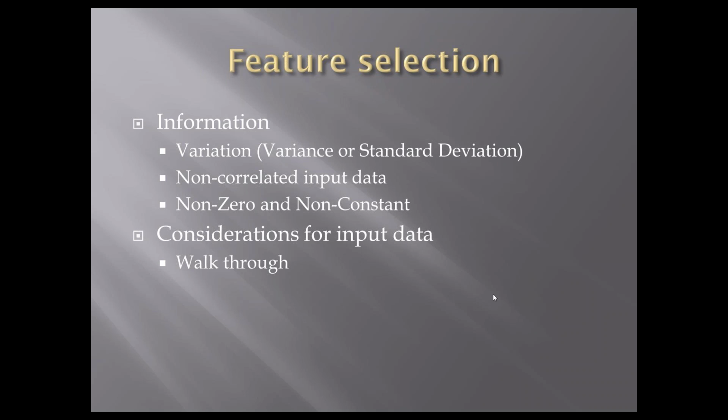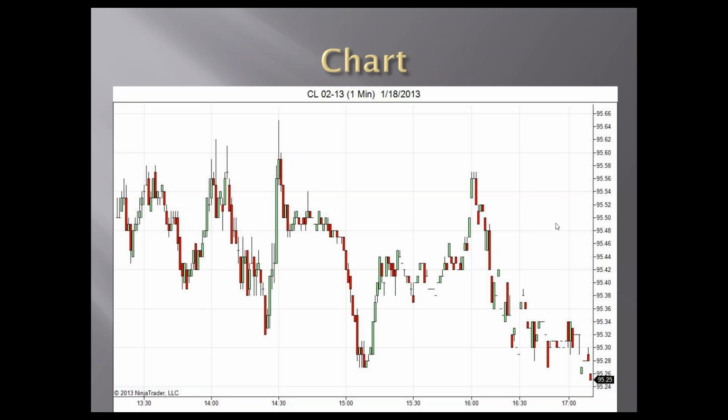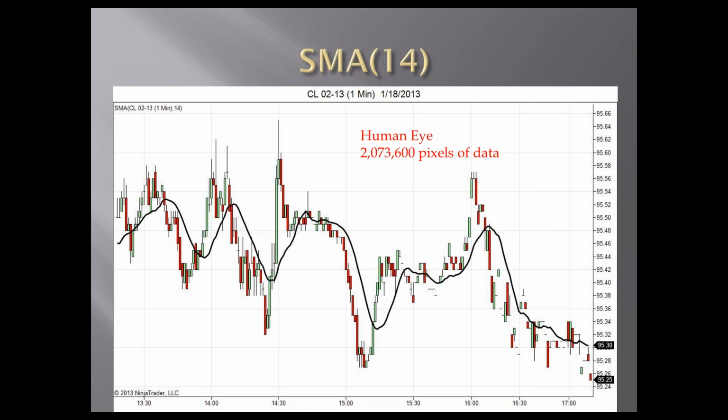So let's just run through a quick walkthrough of some data. Here's a chart. This is actually the same chart I used in the last presentation as well. It just happens to be the CL, and it's a 1-minute chart. So you can see that there's a lot of bars on here. It goes up, it goes down. One thing you might be able to do is to add an SMA to it. Okay, so you add the SMA, and that helps point out the trends in the chart.